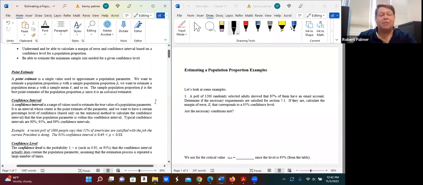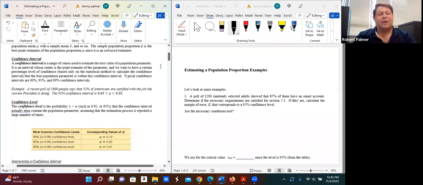So then we want to create what's called a confidence interval. The confidence interval is a statistical way of trying to get an idea of what the statistical uncertainty is. So let's just read this part. It says a confidence interval is a range of values used to estimate the true value of a population parameter, such as a proportion or mean. It's an interval whose center is a population estimate of the parameter. So if we want to estimate a population proportion, P, we're going to estimate that with the sample proportion, P hat.